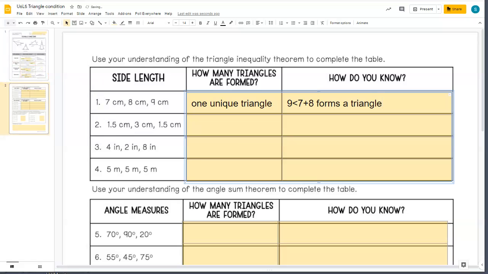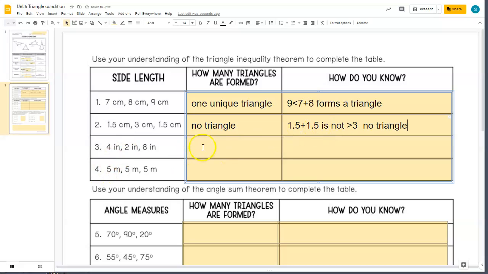Right? Let's look at these. Well, we've got 1.5, 3, and 1.5. That actually does not make any triangles, because 1.5 plus 1.5 is not greater than 3, so no triangle.